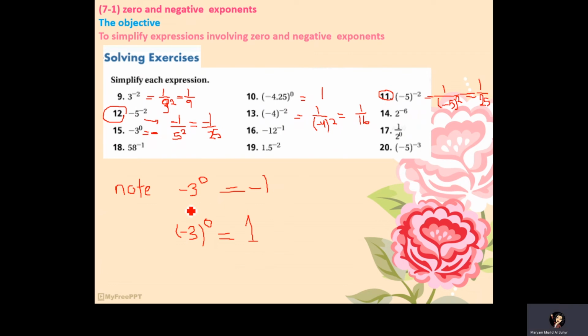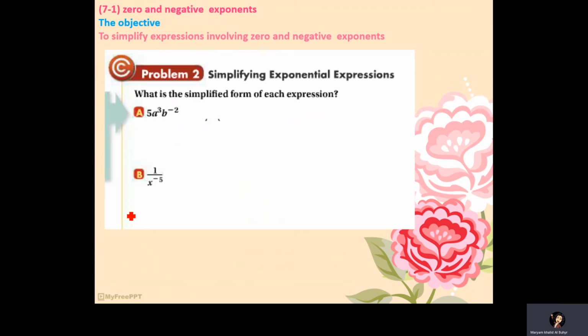So that's for this part. I will move to the second part. Now I'm going to simplify exponential expressions. The expressions will be more complicated, or longer. Definitely, it's not difficult, but it's a little bit longer.